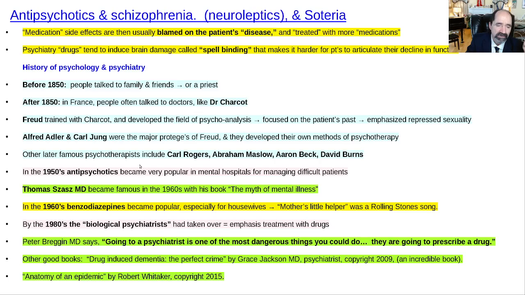In the 1950s, drugs came along, and the antipsychotics became very popular because you could get easy control of these difficult patients, the ones that were difficult. It's like a chemical straitjacket, like a chemical lobotomy.